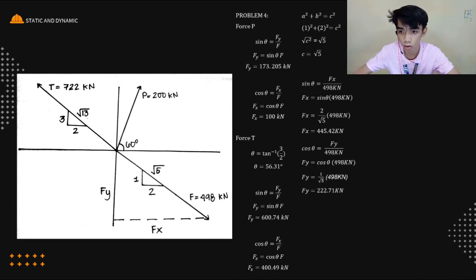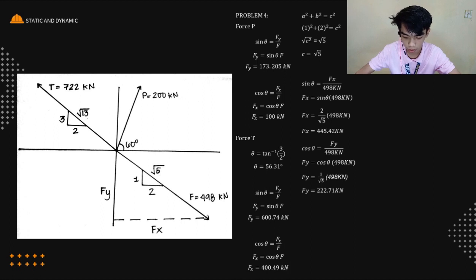The F of X is 2, the F of Y is 3. So, shift tangent 3 over 2. The angle we get is 56.31. That will be the angle of force T. So, F of Y is sin theta times T.